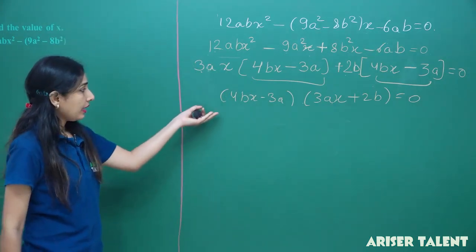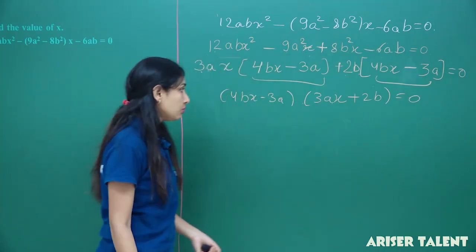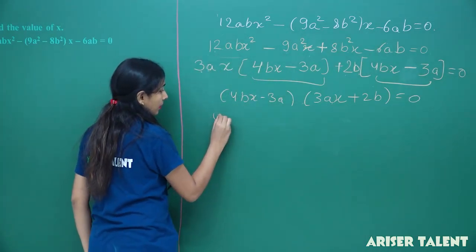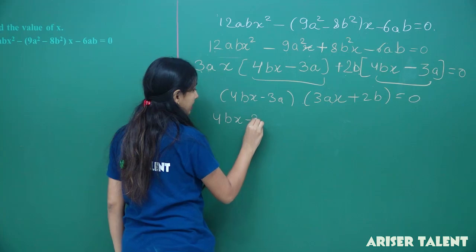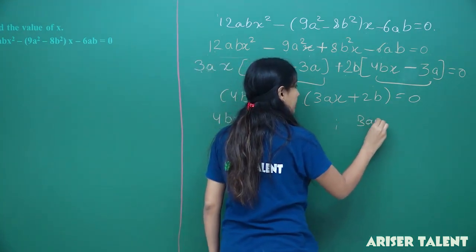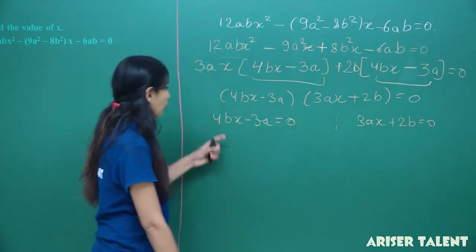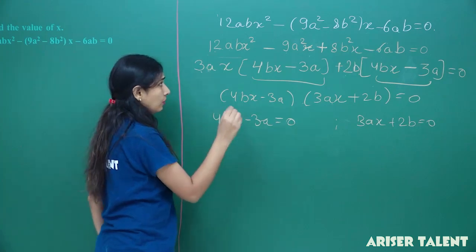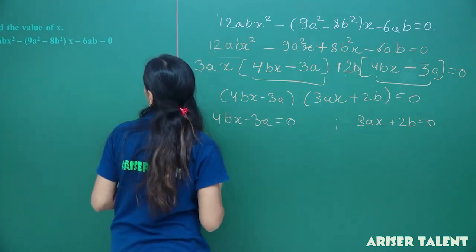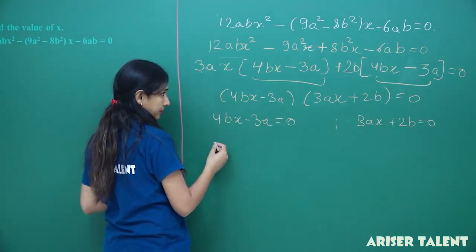So now this value will be 0 and this value will be 0. So I can write 4bx minus 3a equals 0 and 3ax plus 2b equals 0. From these equations, what is my motive? To find the value of x. So I am finding the value of x from there.